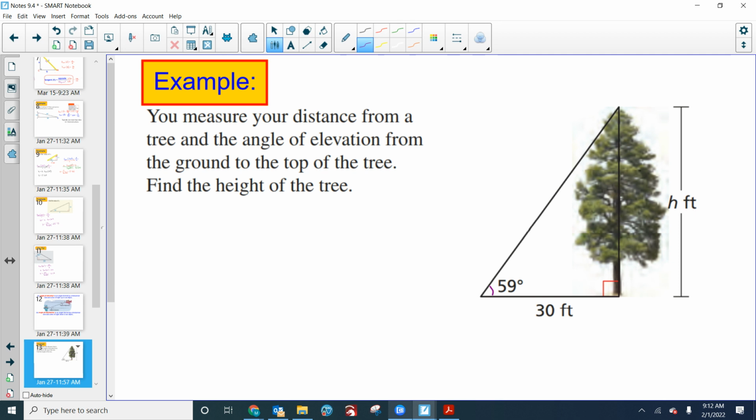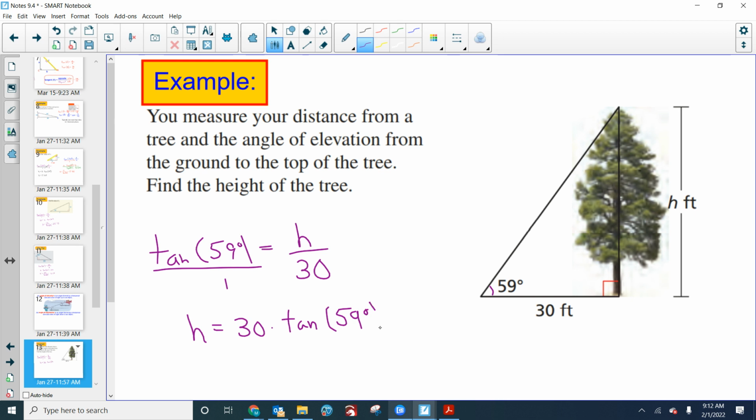All right. So if we're going to try to find the height of the tree, aren't we going to use the 59-degree angle? Since we're looking for the opposite side and we have the adjacent side, we're going to use tangent. So the tangent of 59 degrees, which is it, H over 30 or 30 over H? H over 30. Good. Whenever your unknown is in the numerator, it's easy. You just multiply and you're done, right? Because this is always a 1. 1 times h, it's already solved for. 30 times the tangent of 59 goes in our calculator.